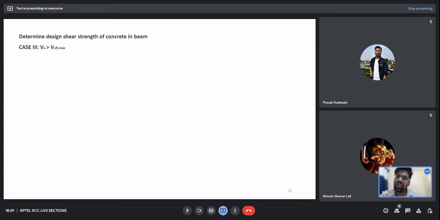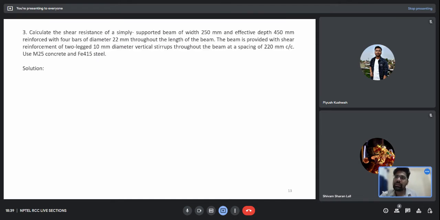We have already seen that I cannot provide any stirrups in that case. I will ask the designers to redesign the section. The section is inadequate to resist the factored shear force and needs to be redesigned.